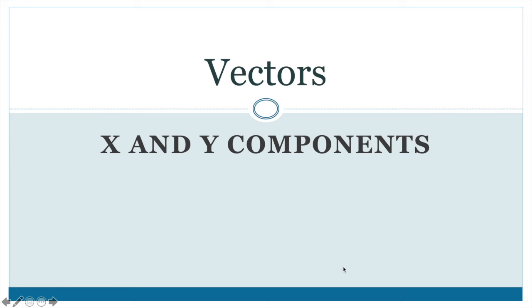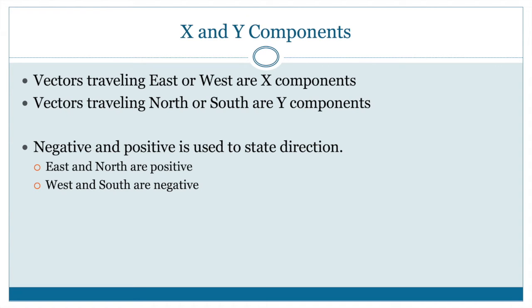In this video, we're going to go over the vector notes on x and y components. First off, we need to set some ground rules for using x and y components and get all on the same page. We're going to establish that vectors traveling east or west are x components because those are parallel to the x-axis on a coordinate plane. Vectors traveling north or south are y components because they are parallel to the y-axis of a coordinate plane.